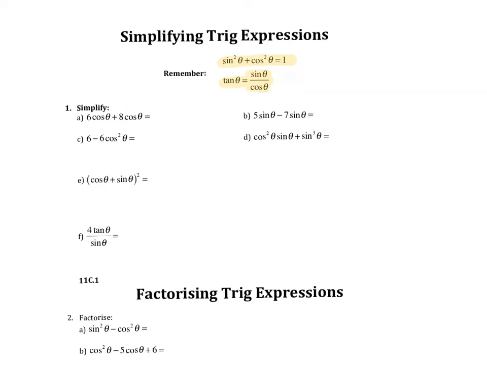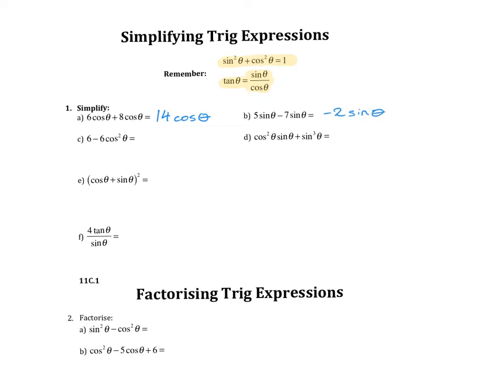Okay, for the first question, it's very simple. It says 6 cos theta plus 8 cos theta. What's that? Well, it's like 6x plus 8x. That's just 14x. So 6 cos theta plus 8 cos theta is just 14 cos theta. Similarly, 5 sine theta minus 7 sine theta is just negative 2, because 5 minus 7 is negative 2, and it's just times sine theta. It's like sine theta is just a variable.